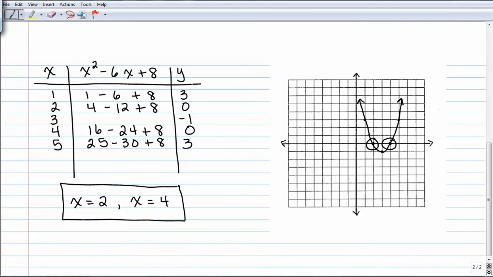And you'll notice if we look at our table, when x is 2, y is 0. When x is 4, y is 0. So we're basically looking for what are the x values when y is 0.